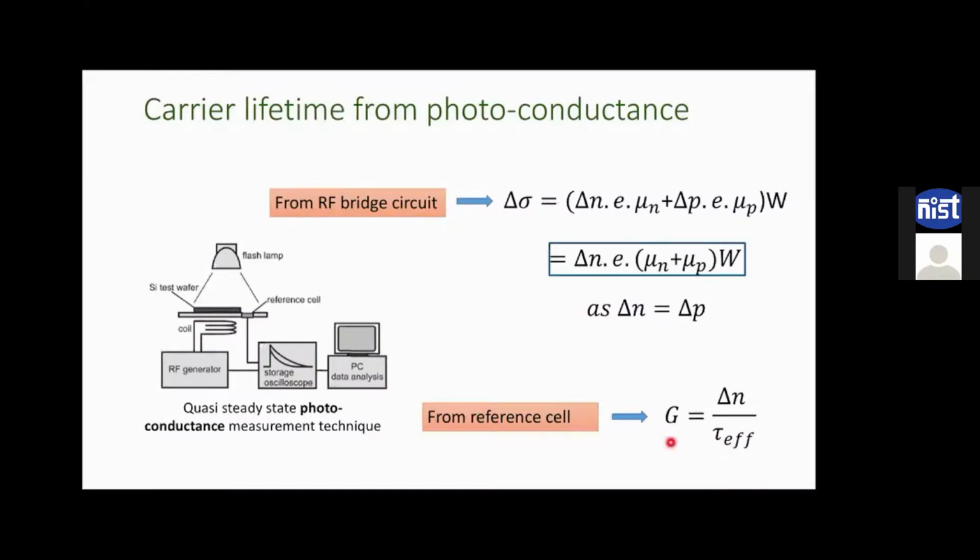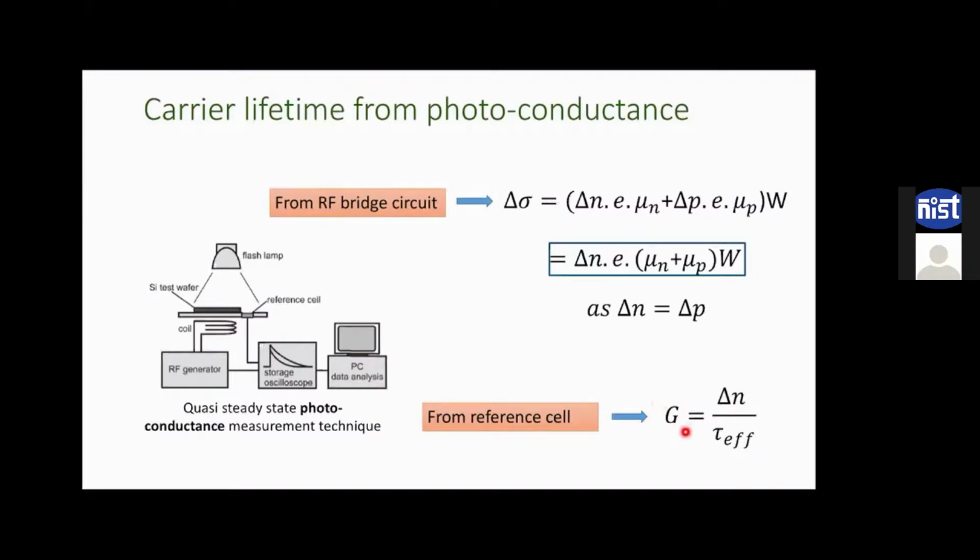Now, what is G in this equation? G is the generation rate. So we know delta N from this RF bridge circuit, but we need to calculate the generation rate in order to calculate effective lifetime from this measurement.